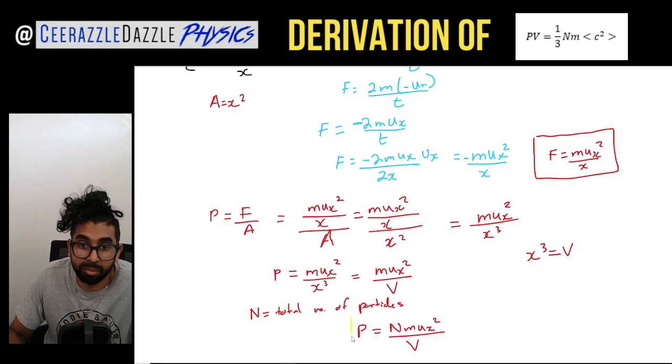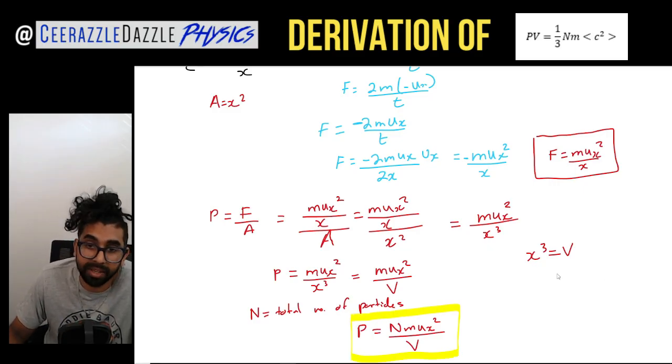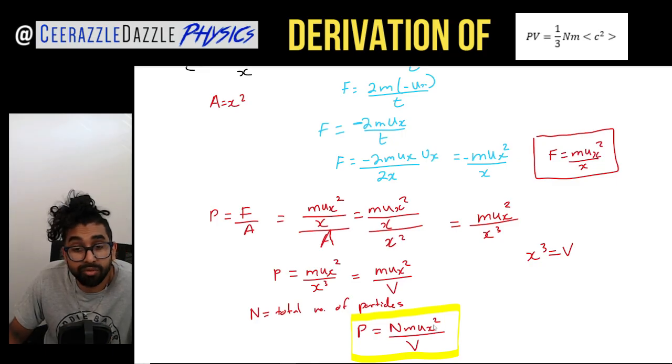That's going to be my formula. P is equal to nmux squared divided by v. Okay, now we've got this formula, we can talk about the mean square speed.